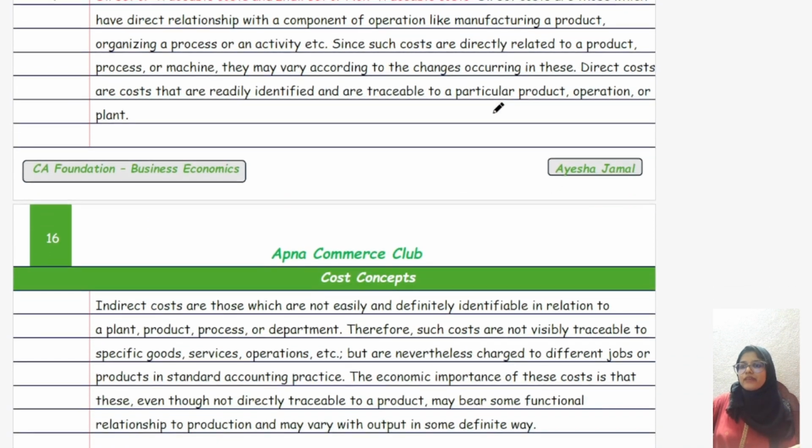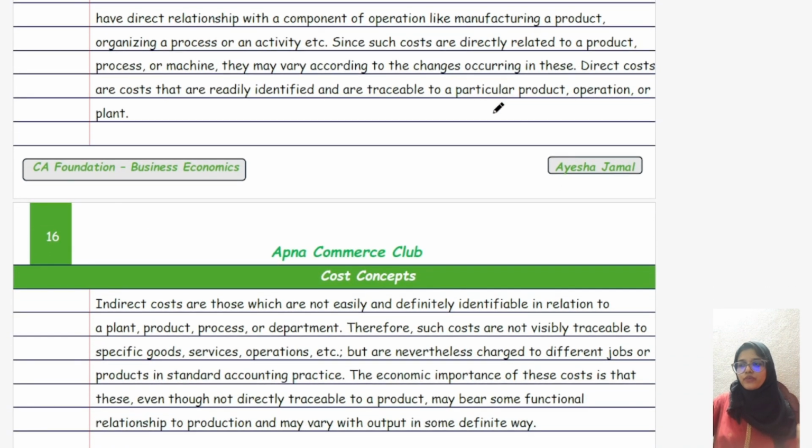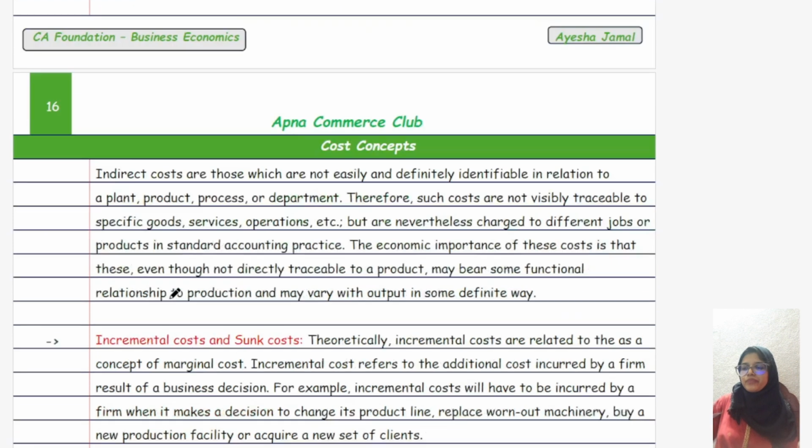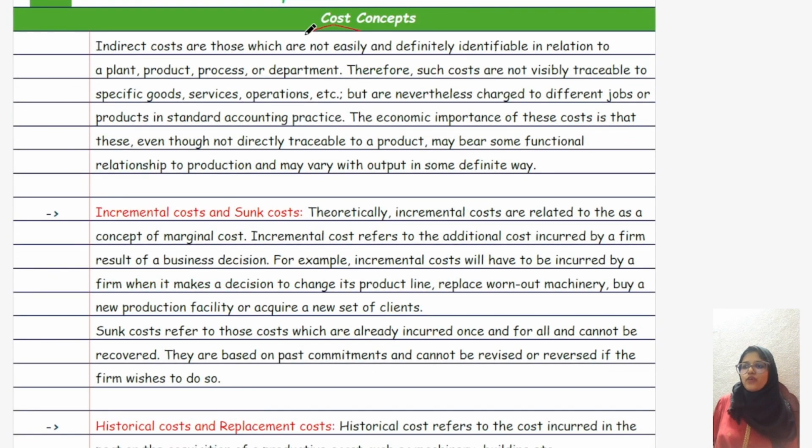Okay, and we have direct or traceable cost, or indirect or non-traceable cost. Direct costs are nothing but directly related to the manufacturing of the product. Indirect costs are not easily identified in relation to plant production. They're not directly traceable.